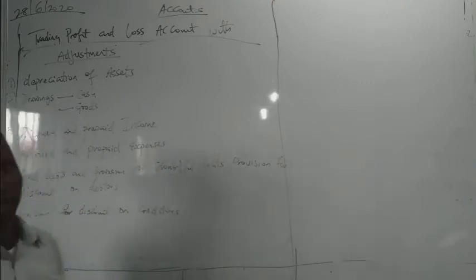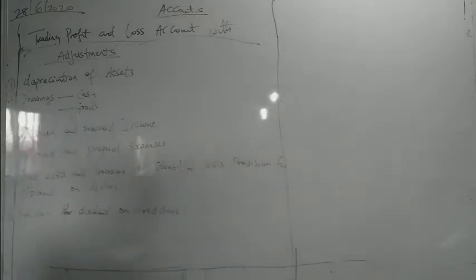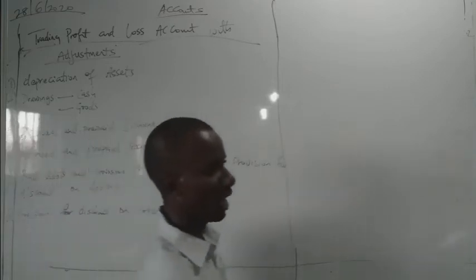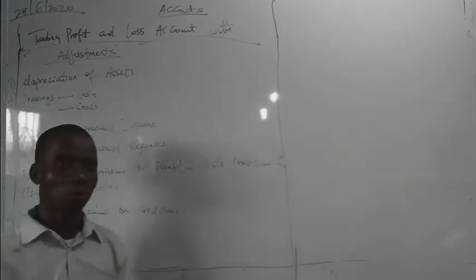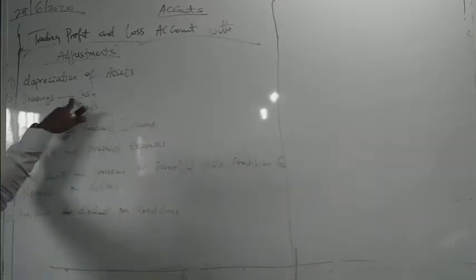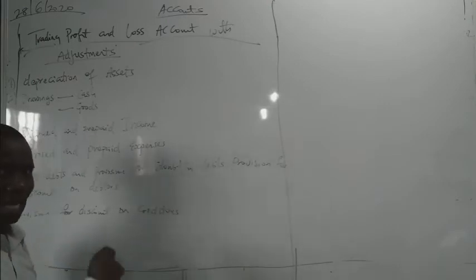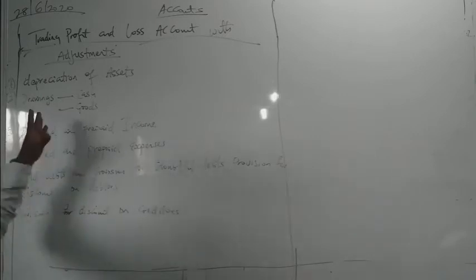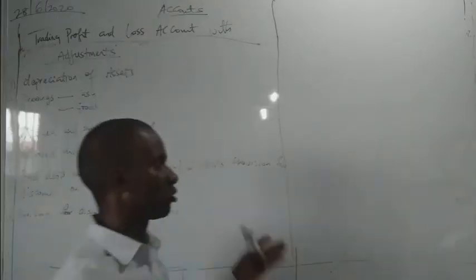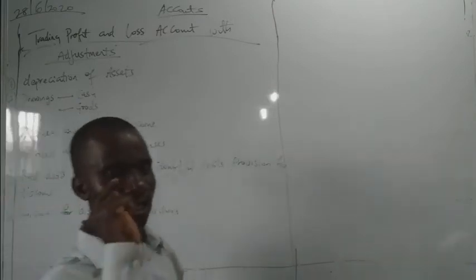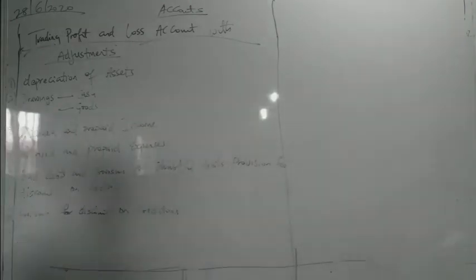Then drawings. There are two types of drawings: drawings in cash and drawings in goods. Now, the word drawings has a technical meaning in accounting. Drawings is a technical term used when the owner of the business withdraws either cash or goods of the business for his own personal use. So not for the business use, but for his own personal use. Cash drawings are always deducted from capital in the balance sheet, which you will still look at. Drawings in goods are always deducted from purchases in the trading account section.